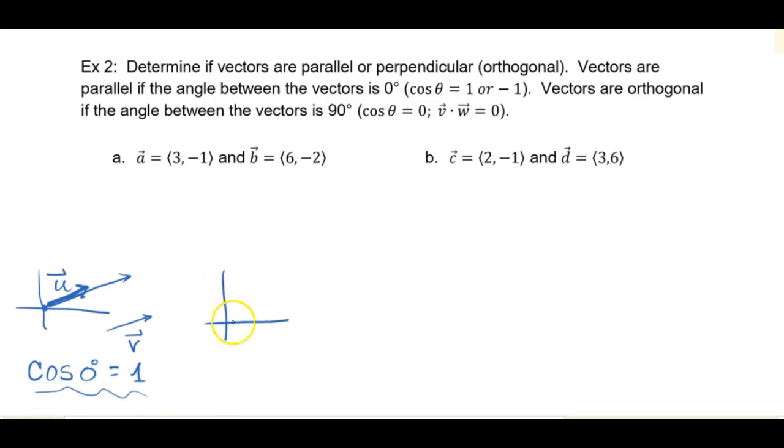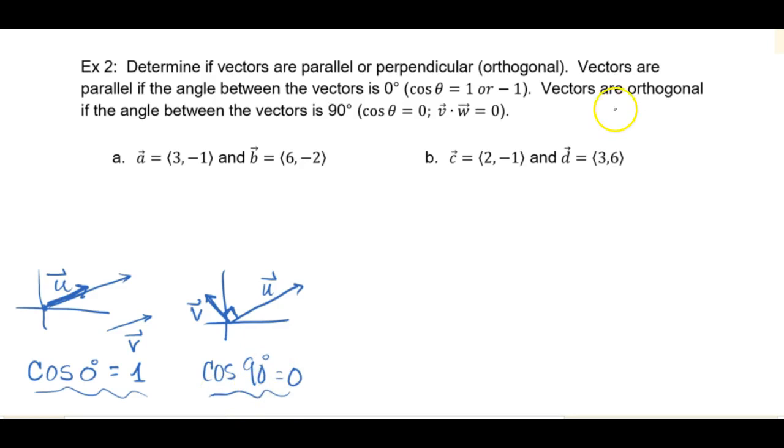However, if we have vector U, which looks like this, and I have vector V, let's say that looks like this, such that they're perpendicular to each other, what happens is that the cosine of 90 degrees is equal to 0. So we're going to use that fact in just a second.